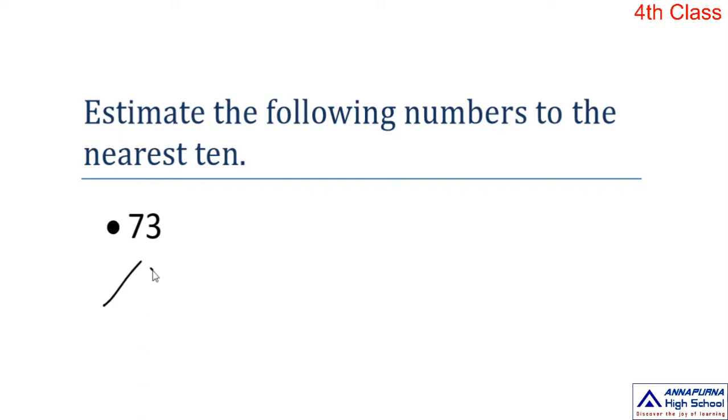Which two tens are nearest to 73? 73 lies between 70 and 80. These two tens. It is nearest to either 70 or 80. So it is close to which one? Just see which number is in the ones place of 73.